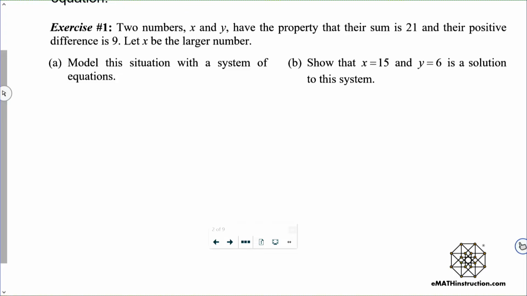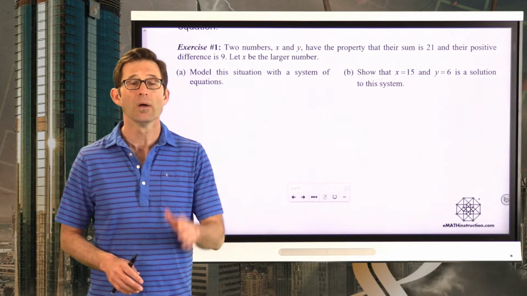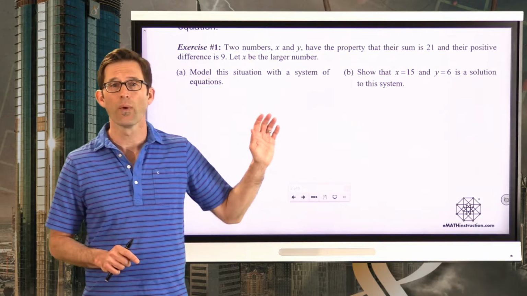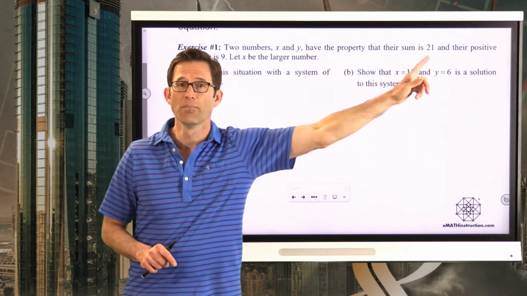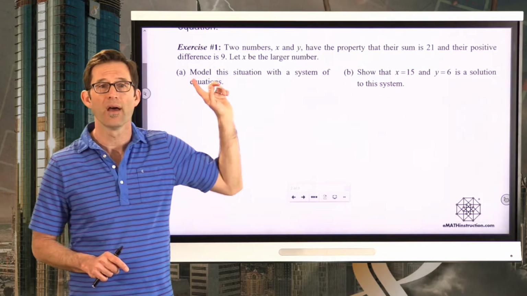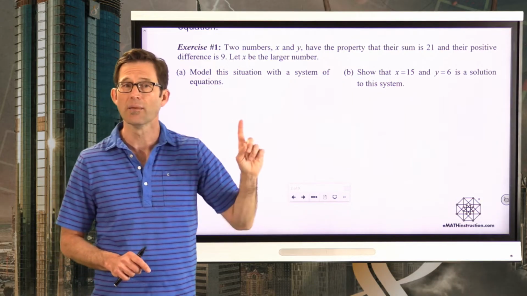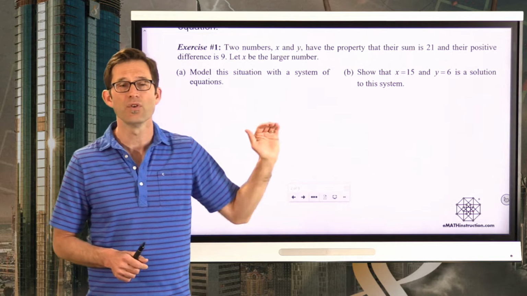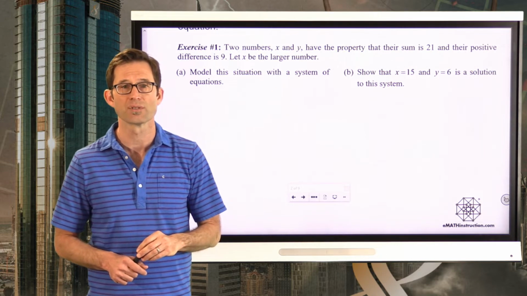Two numbers, x and y, have the property that their sum is 21 and their positive difference is 9. Let x be the larger number. Letter A, model this situation with a system of equations. All right, well, we've done one like this before. I'd like you to try to set up a system of equations that gets you both the fact that the sum is 21 and the positive difference is 9. Keep in mind, x is the larger number.